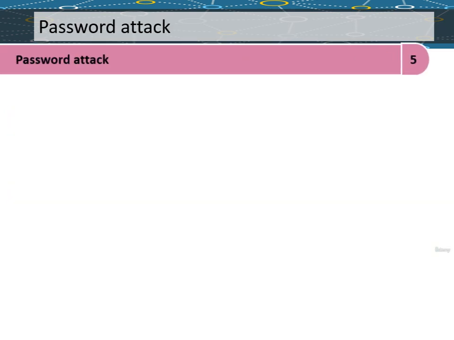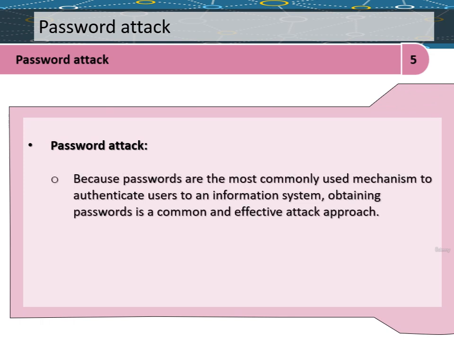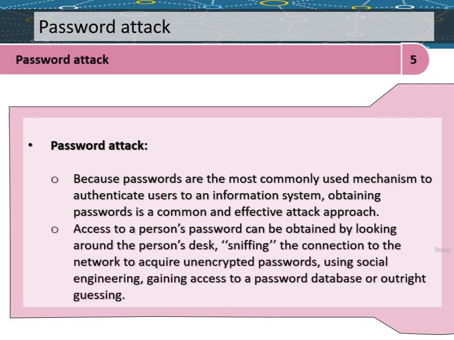Number 5, password attack. Because passwords are the most commonly used mechanism to authenticate users to an information system, obtaining passwords is a common and an effective attack approach. Access to a person's password can be obtained by looking around the person's desk, sniffing the connection to the network to acquire unencrypted passwords, using social engineering, gaining access to a password database, or outright guessing.